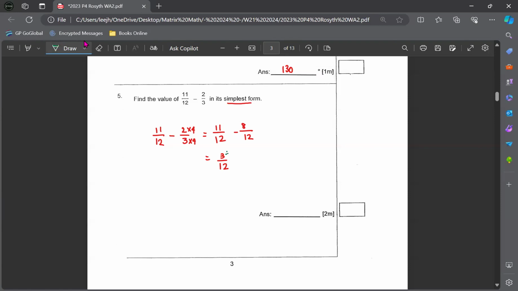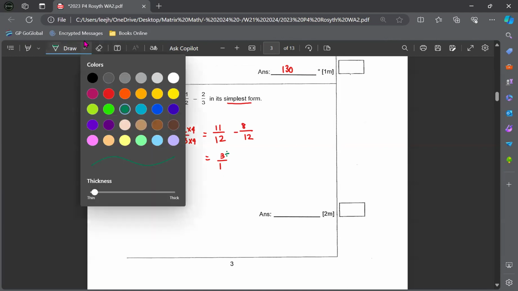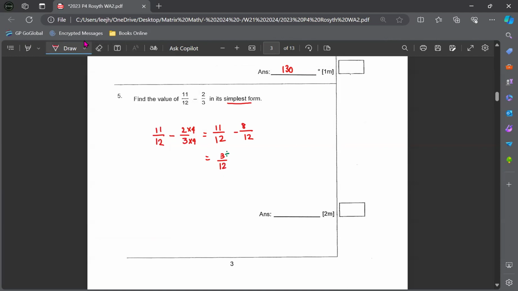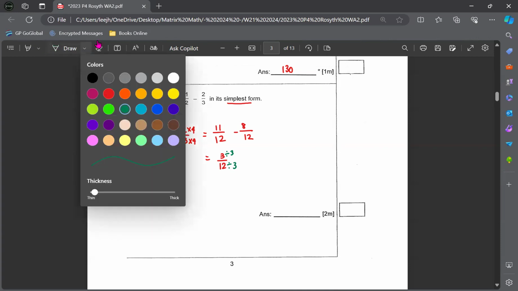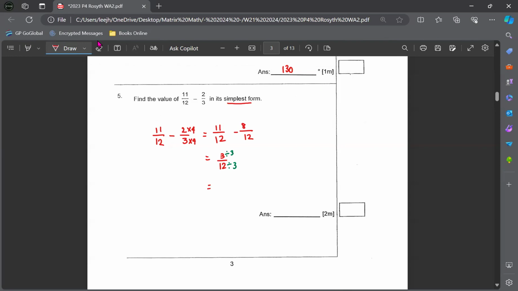So the simplest form is this 2 can be divided by 3. Okay, wait, let me just write properly for you so that you all can see. Divide by 3, okay? Because these two numbers can be divided by 3. Your answer will be 3 divided by 3, 1. 12 divided by 3, 4. 1/4. So maybe if you leave it as 3/12, they only give you 1 mark. But if you give it in simplest form, you will get all 2 marks.